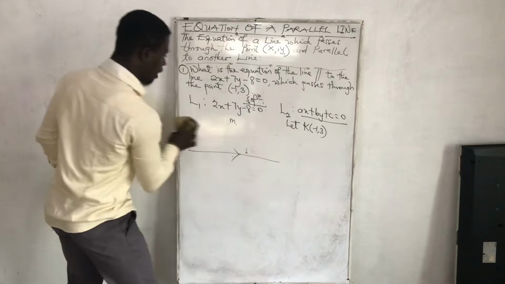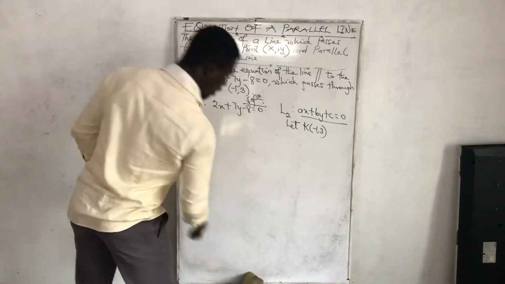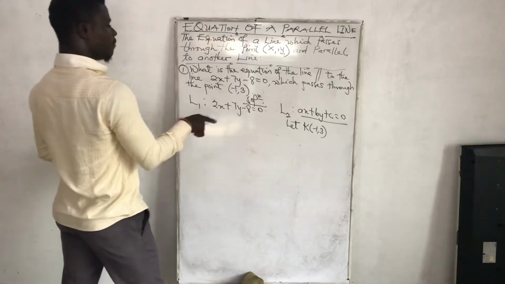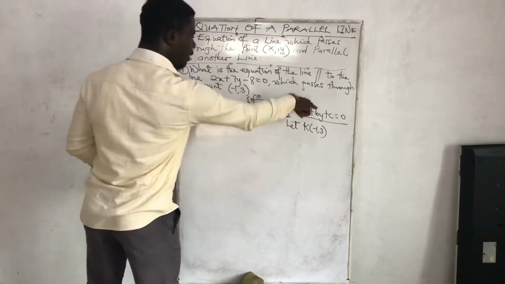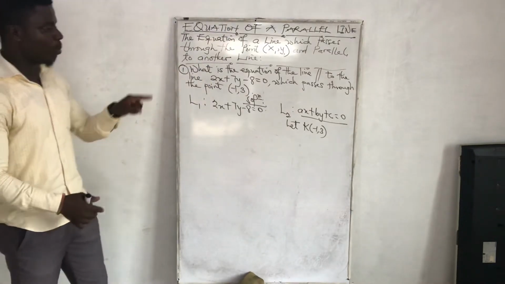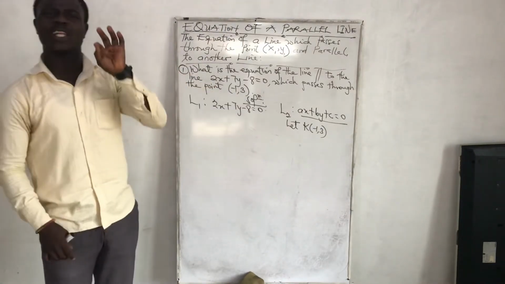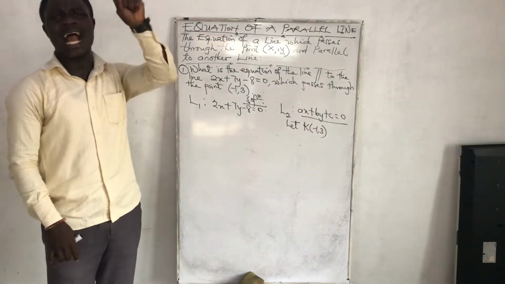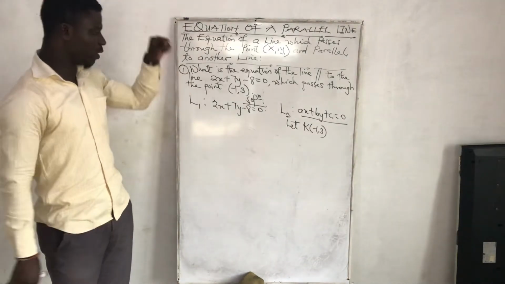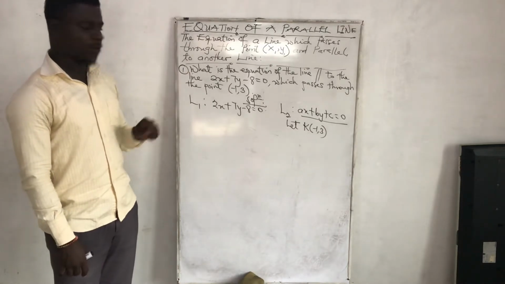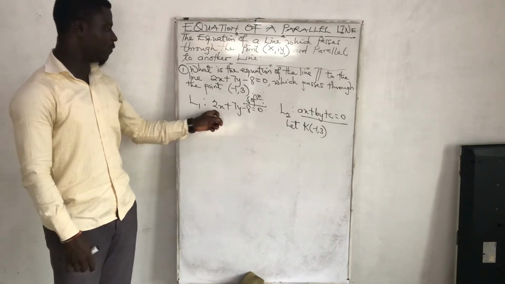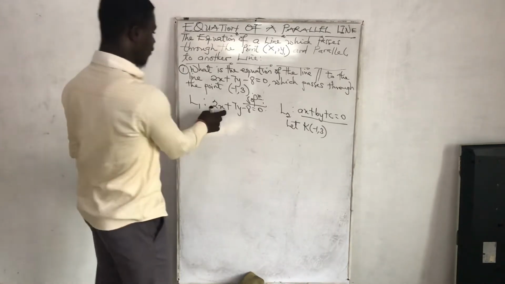Alright, so now let's see how we can solve that. Now we know a point on the supposed line. It's left with what? The gradient. Since they are parallel, we can find the gradient of that line from this L1. So let's find the gradient here.